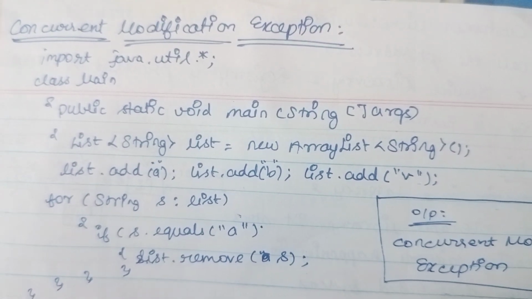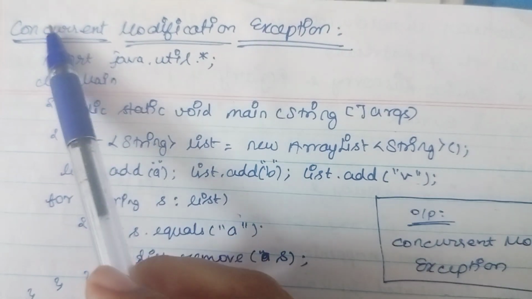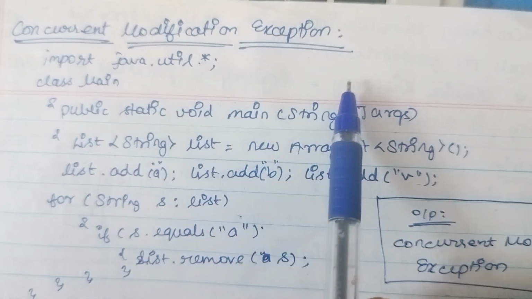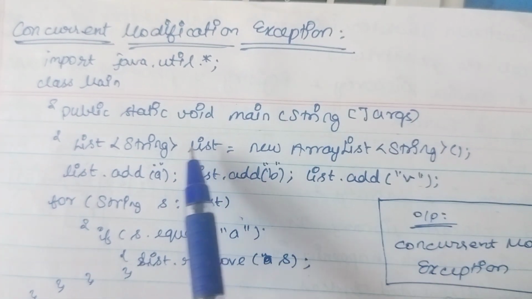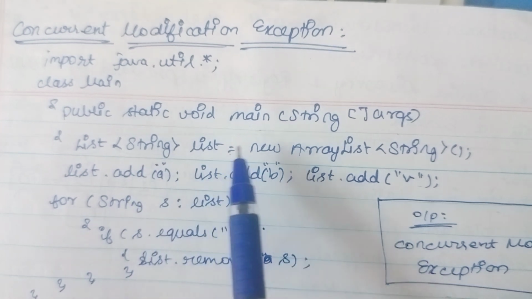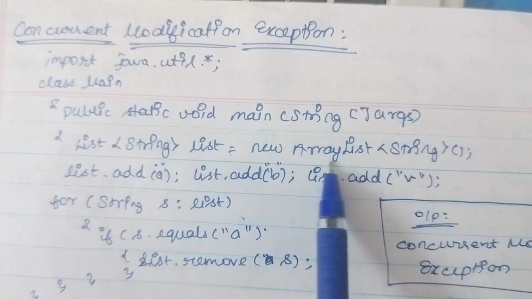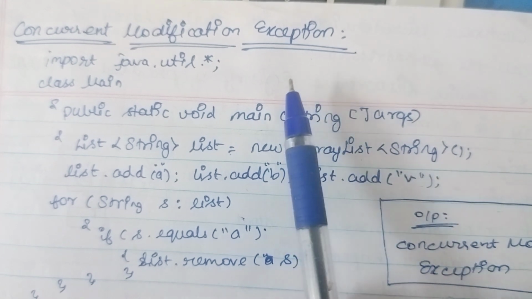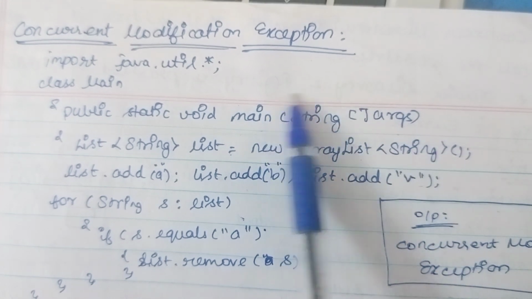Let's take an example of how a concurrent modification exception generally occurs. So take for example, in some of the cases, we have a list here, and what I'm going to do is declare an array list.